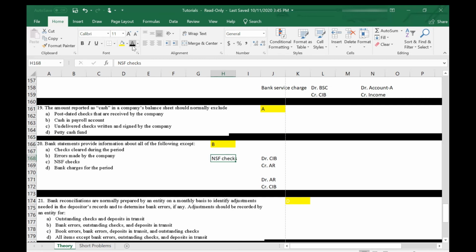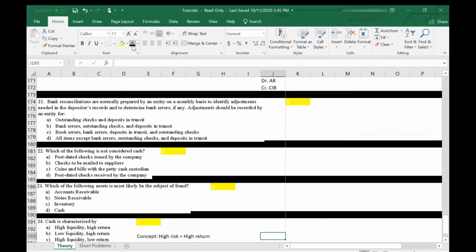So how do we record the NSF check? Initially, when you collected the check, you debited cash in bank and then you credited AR. Later on, the bank notified you that the check is not supported by sufficient amount of cash. So you reverse this: you debit the CIB, you credit the AR. And later on, should there be funding for the check, you will now be debiting AR and crediting cash in bank.